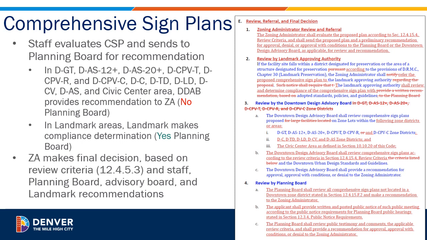However, please note that for CSP applications in DGT, DAS, DAS 12+, DAS 20+, DCPVT, DCPVR, and DCPVC, DC, DTD, DLD, and DCV zone districts, and in the Civic Center area defined in Section 1010.20, the Downtown Design Advisory Board holds a hearing and makes a recommendation to the zoning administrator in lieu of planning board. When the application involves a landmark district or property, Landmark determines compliance with landmark standards and reports their determination to the zoning administrator in addition to the required planning board process.